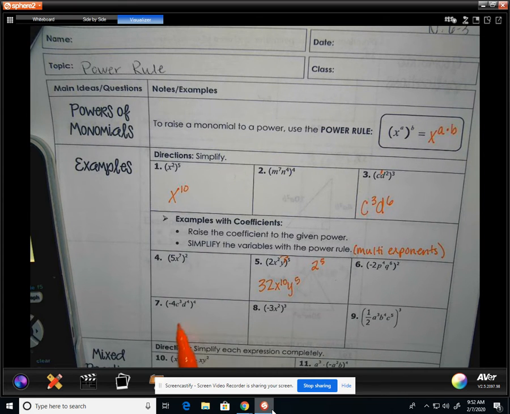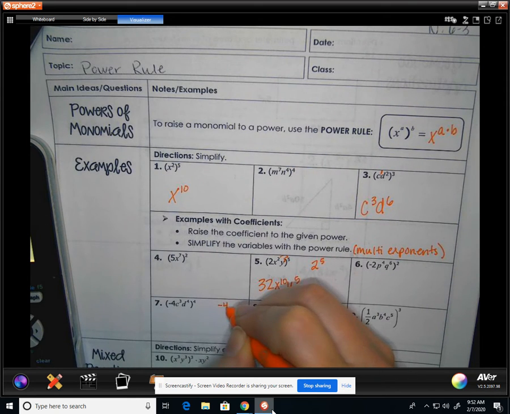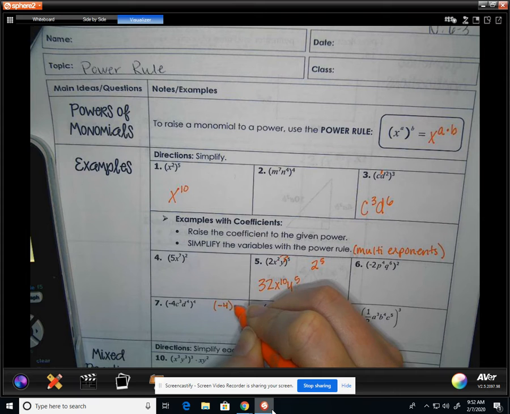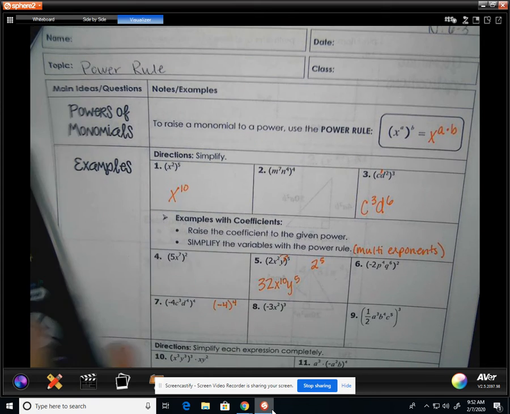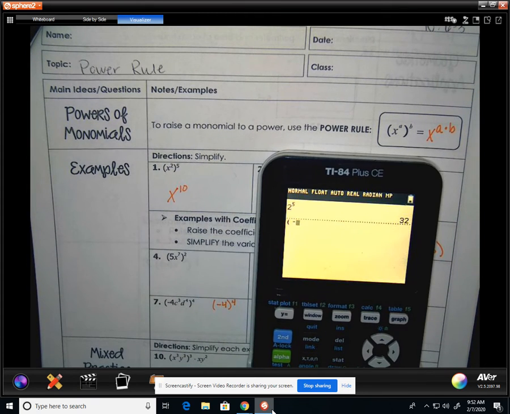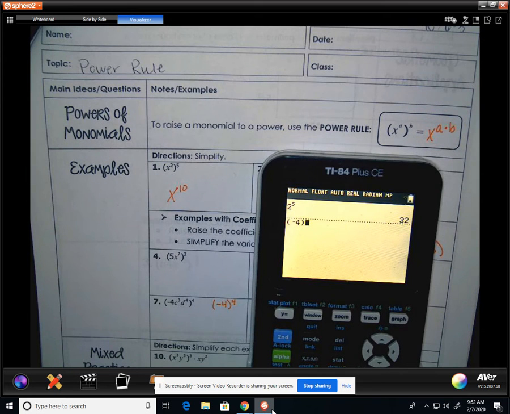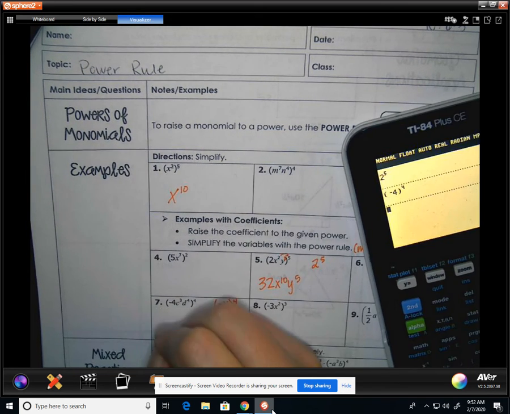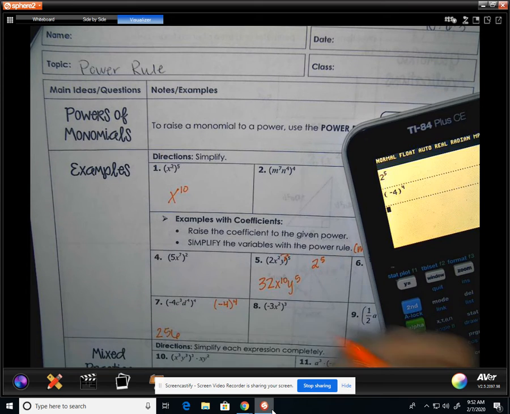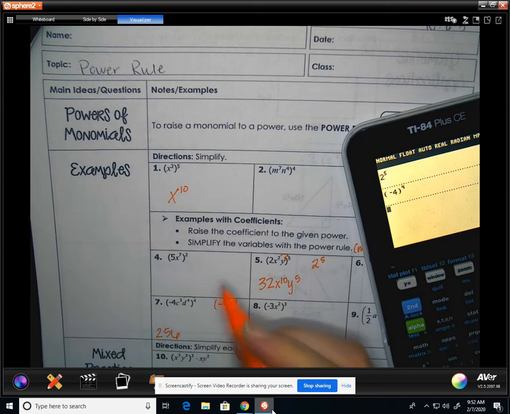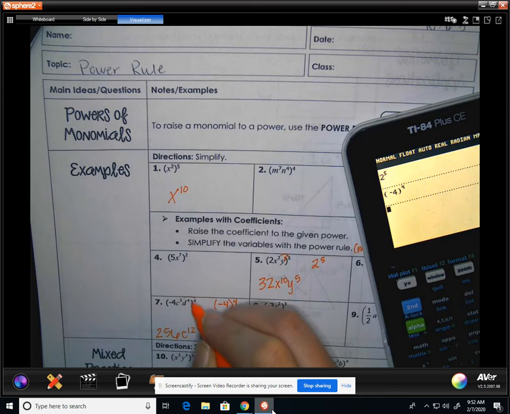Okay, for number 7, and I want y'all to be very careful when there is a negative. The first thing we're going to do is take -4, and I'm going to leave it in parentheses because it's negative, and take it to the 4th power. So in parentheses, -4 to the 4th. And that gives me 256. And now I multiply. 3 times 4 gives me c to the 12th, and 4 times 4 gives me d to the 16th.